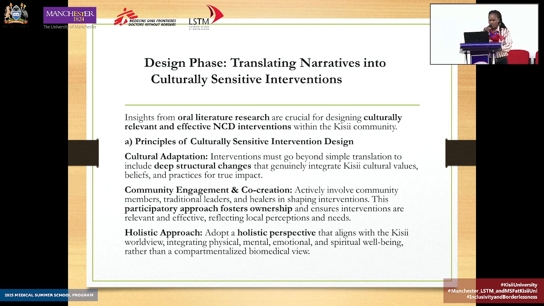Ensure that you involve the community members. I've already said this. And ensure you have a holistic approach. Adopt an approach that aligns with the Kisii worldview, integrating physical, mental, emotional, and spiritual well-being.